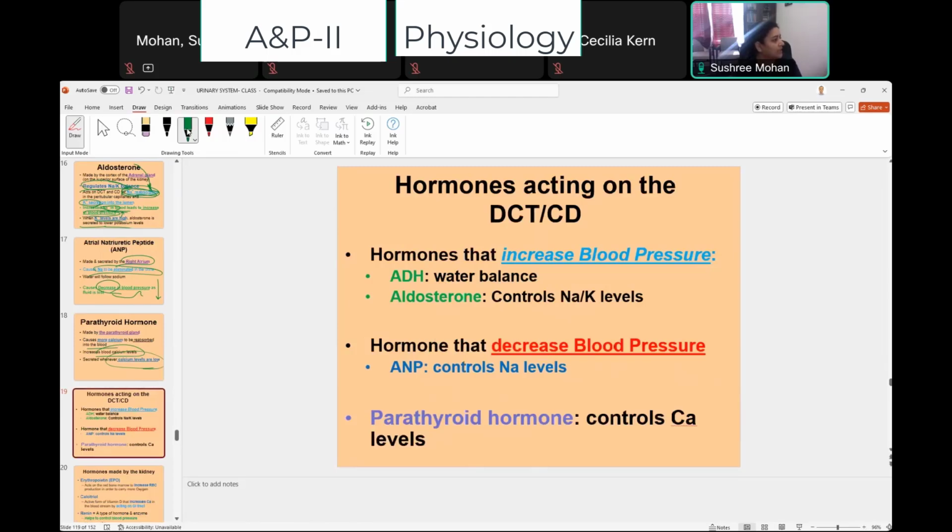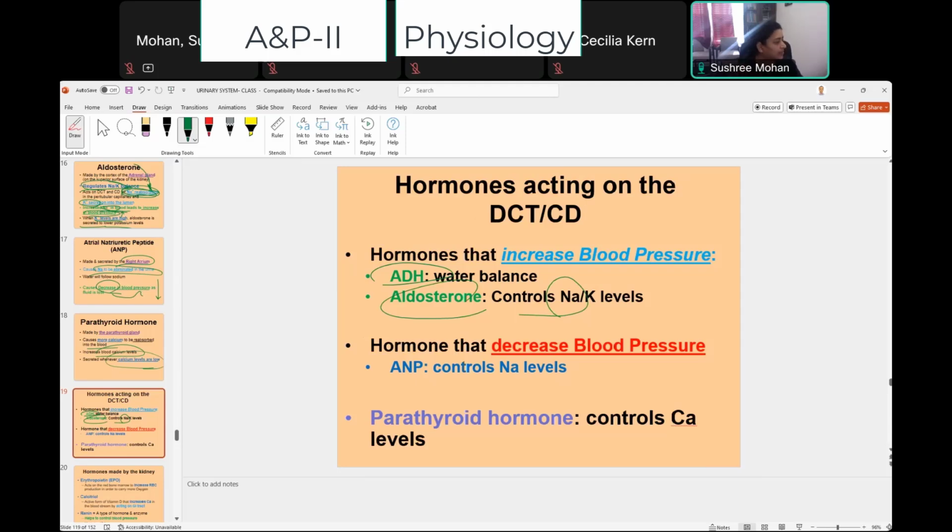Hormones acting on the DCT and collecting ducts increase the blood pressure. Who are they? ADH, we just talked about it, how it increases the blood pressure, okay? Because it's going to attach aquaporins to the collecting duct and retain the water. If you retain the water, that means blood volume increases, that means blood pressure will increase. And aldosterone will increase the sodium retention and increase the blood pressure.